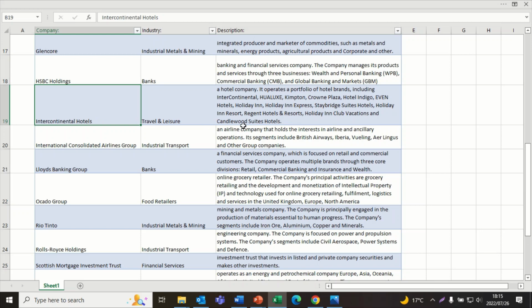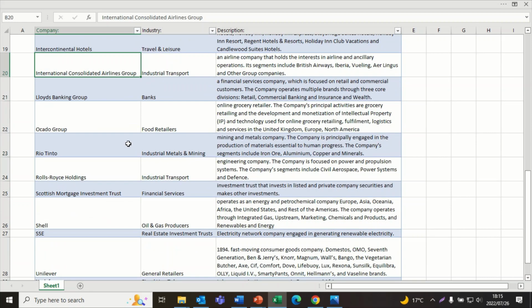Intercontinental Hotels runs a range of hotels across the world. You might know them such as Crowne Plaza and Holiday Inn. Then we have International Consolidated Airlines Group, basically the holding company of British Airways and a few others. Interesting segment at the moment. Lloyds Banking Group, which is bank and financial services. Ocado Group, online grocery retailer, also a fast-moving, developing industry.